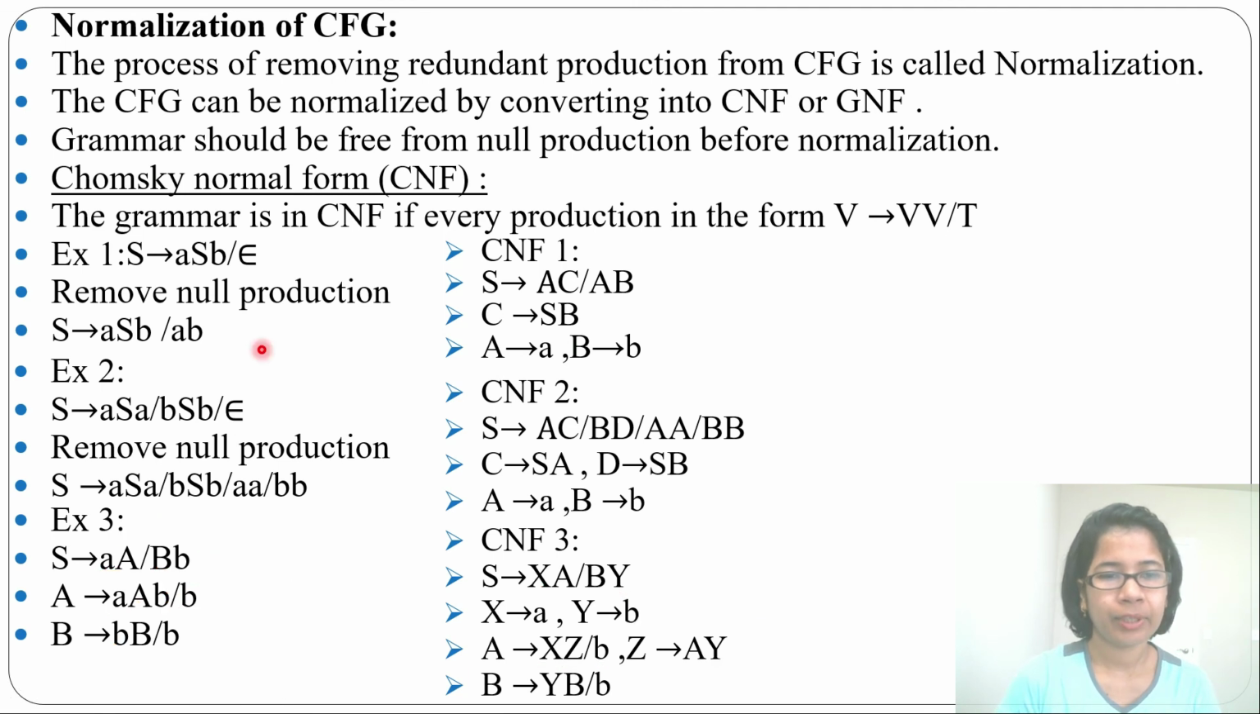In CNF, what we are doing, whatever grammar is given, if there is epsilon production, first we are removing null production, then we are finding the CNF, and the grammar should be variable tends to variable or terminal. So we are assigning some new variable for the terminal and we are writing.